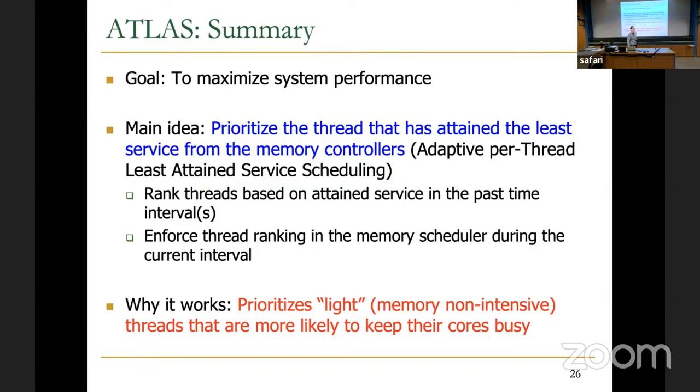So light means memory non-intensive. Basically, it's not generating a lot of requests. So by definition, these threads don't have a lot of requests. So the memory controller doesn't give them service, prioritize them, right? If you do least attained service, whenever it sees a request from the thread, it looks at the counter saying, what is the attained service of this thread? Not much, because I have not serviced much, so I'm going to prioritize this thread. Makes sense, right? Okay, when you implement it, you'll also see, I think.